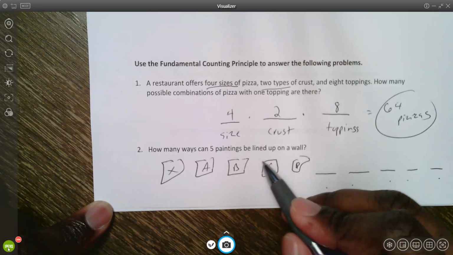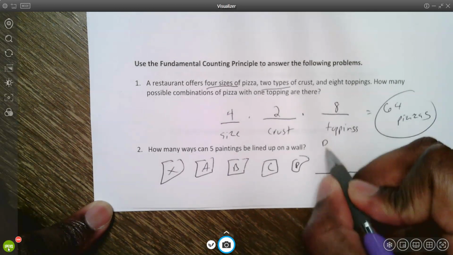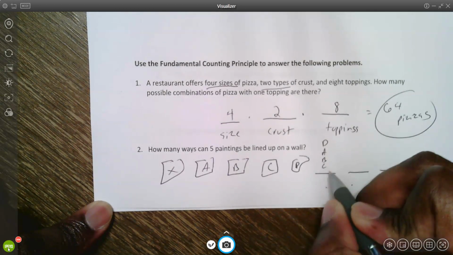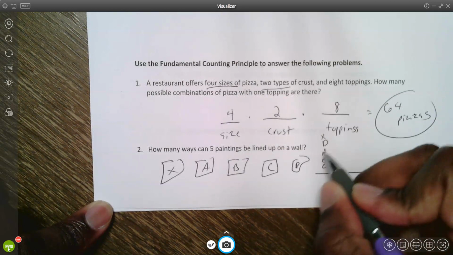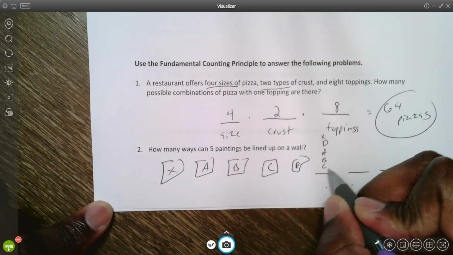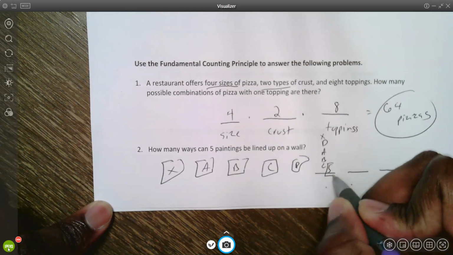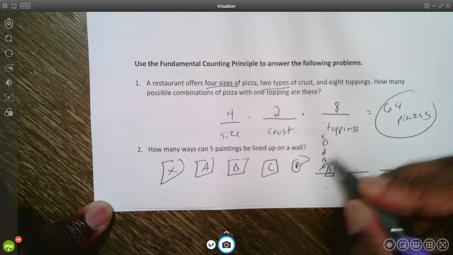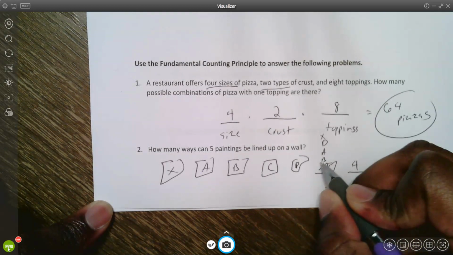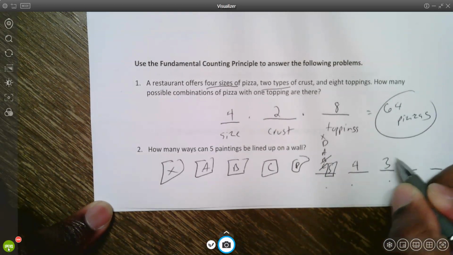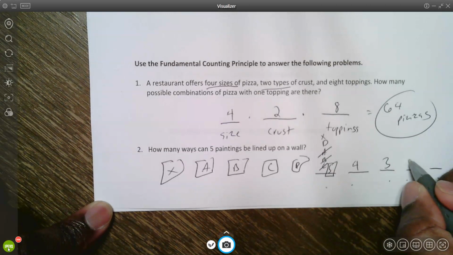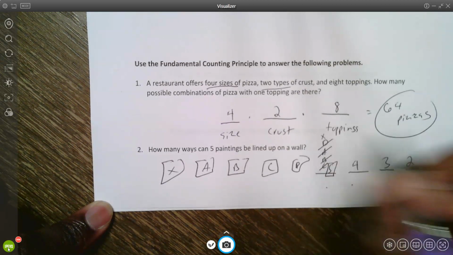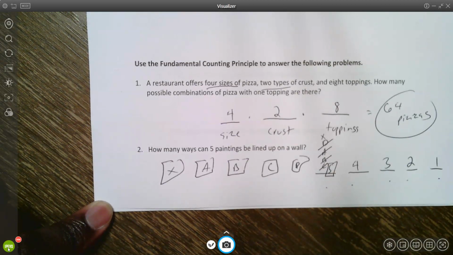So I got 5 options for my first painting. It could be D, A, B, C, or X. I got to choose only one of those. After one of those is chosen, I've got 4 options left for my next space. Then after one of those is chosen, I got 3 options left for the next space. And after I choose one there, I got 2 options left. And then for my last space, I only have 1 option left.